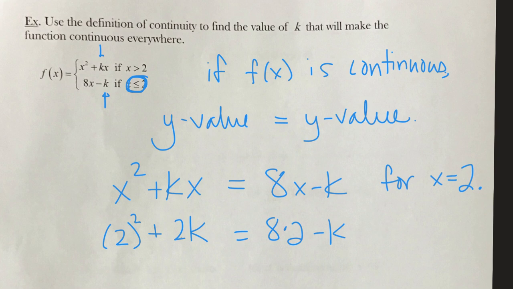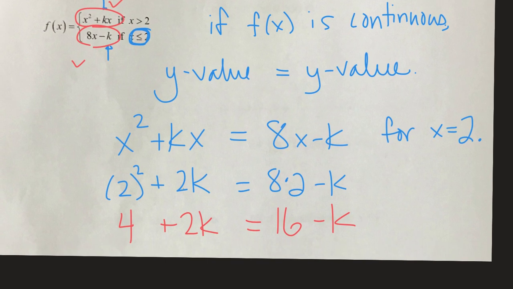So you set the top equation equal to the bottom equation and you replace x with 2, right? Because that's the interesting part. That's where these two graphs come together. The left side is a quadratic. I mean, I guess the right side, since the right side is greater than. This is a quadratic, continuous everywhere. This is a linear, continuous everywhere. So we really just have to check at 2. So I've got 2 squared is 4 plus 2k equals 16 minus k.